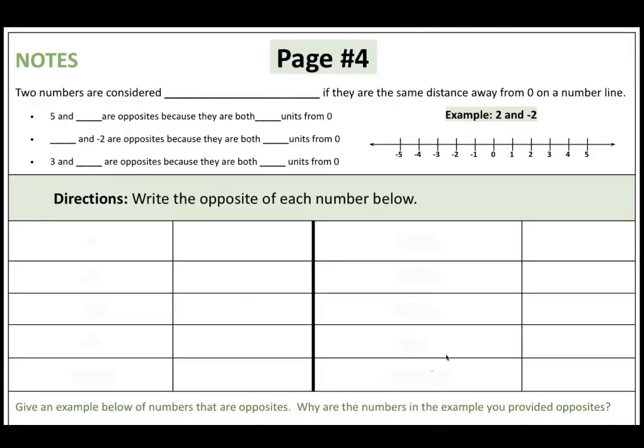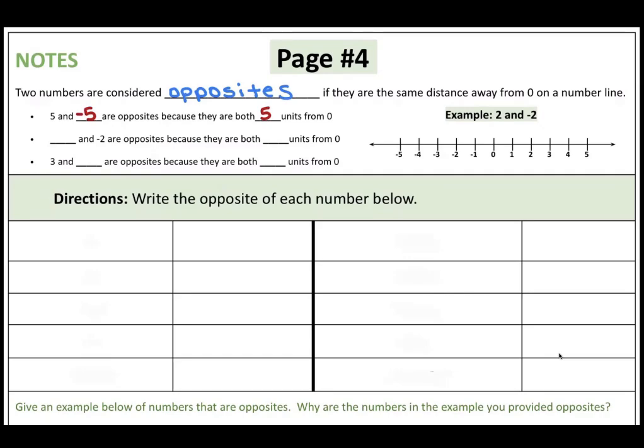Let's take a look at the notes at the top of page 4. Two numbers are considered opposites if they're the same distance from 0 on a number line. They're just on opposite sides. So for example, 5 and -5 are opposites because they're both 5 units from 0. Make sure you're writing with me.